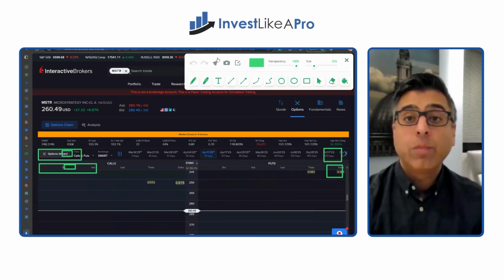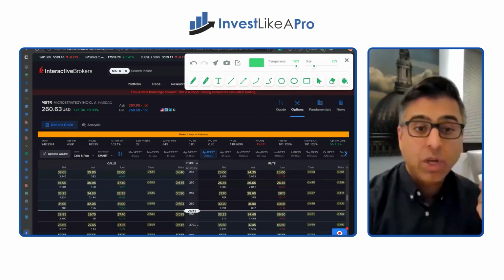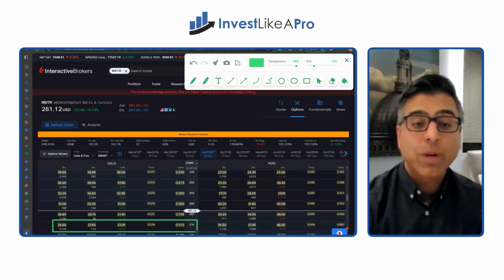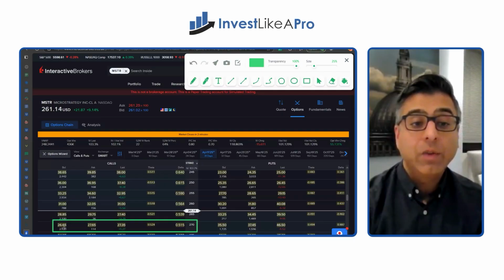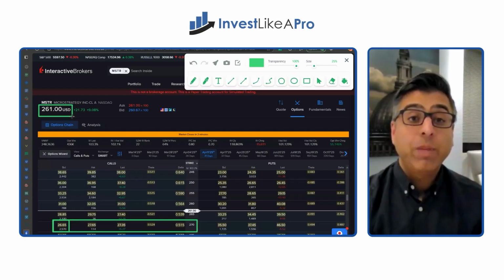Okay, and you know the process by now, right? So we just go with, right now the market price is 260. Let's just go with something like 270 is the strike price. And you can see here, you get $26 per share, 26.65, and the market price is 261. So that is pretty much 10% in 1 month.